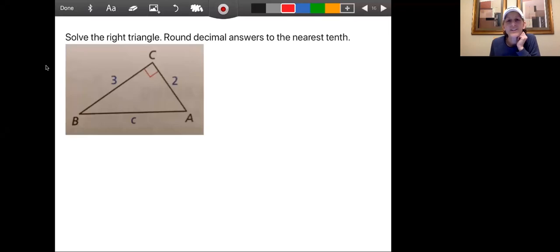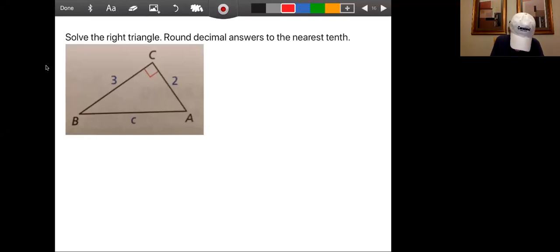Okay, so here is another example that says to solve the right triangle, and we want to round the decimal answers to the nearest tenth. Well, if we look at this picture, we're given two sides. We need to find the third, yes, Pythagorean theorem. And then we need to find both acute angles, so we're going to use some trigonometry there.